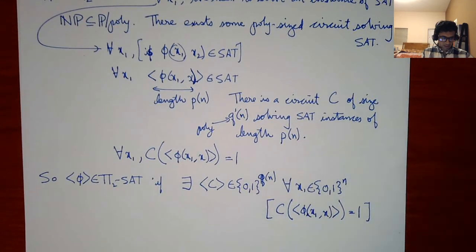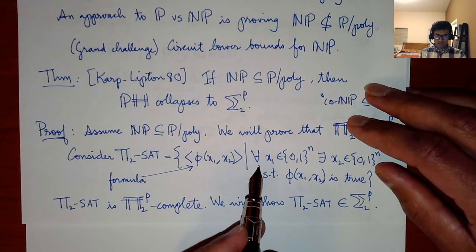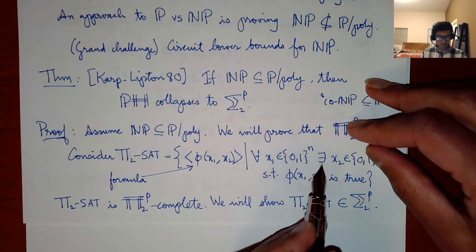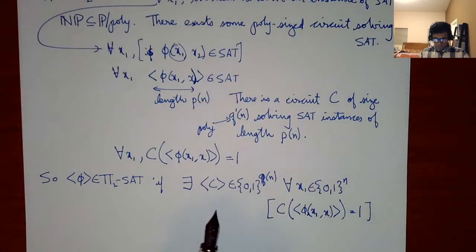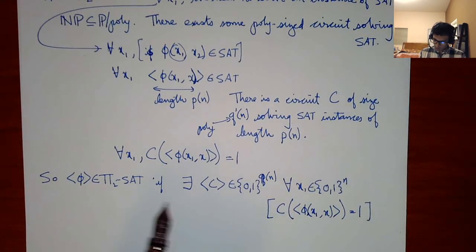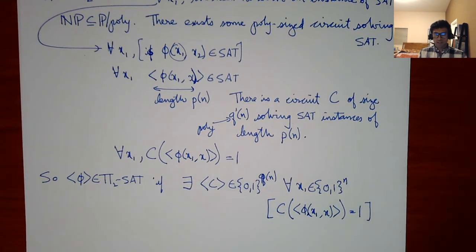Remember, in pi 2, we start with a universal quantifier and then have an existential quantifier. But here, what we have is an existential quantifier and then a universal quantifier. So this is sigma 2. And therefore, we conclude that the latter part shows that pi 2 sat is actually in sigma 2. And then this will complete the proof.